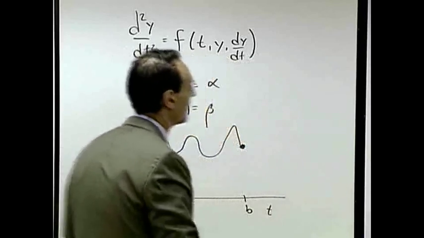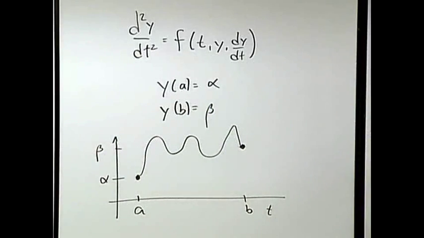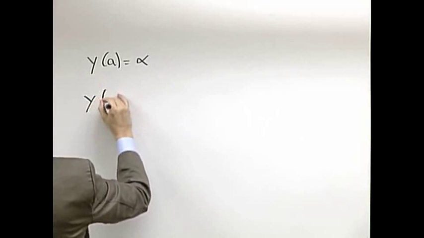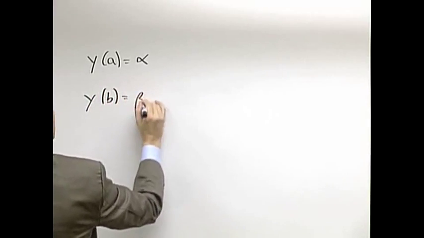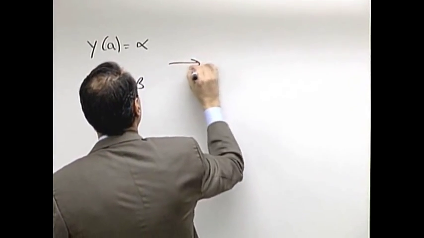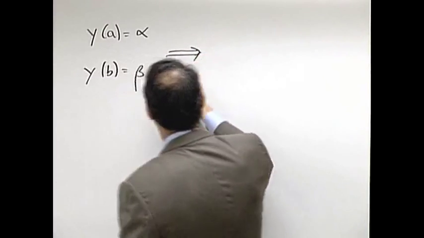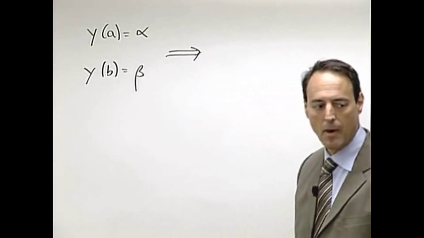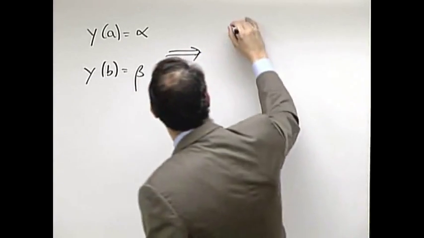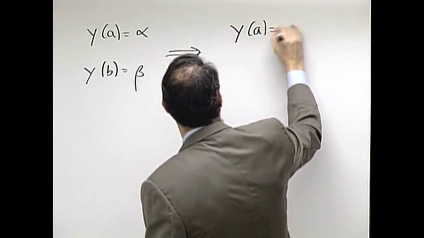So here's what we're going to do. We're going to trade out our boundary conditions. We're going to do the following. Instead of solving this equation, how about we do the following? We will specify that at A, it's alpha.